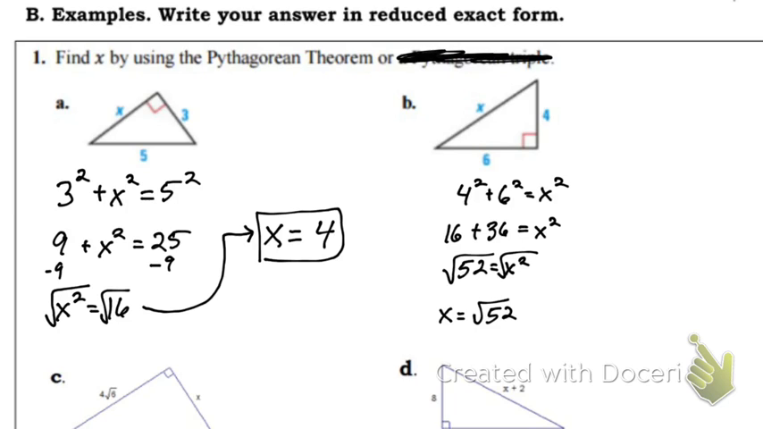Okay. But is 52 the actual answer? No, it is not done yet. Oh. There is a perfect square that goes into it. Yeah, Sabrina. 4. 4 does go into it evenly. How many times does 4 go into it? 13 times. Perfect. So this one actually reduces down to 2 square root of 13.